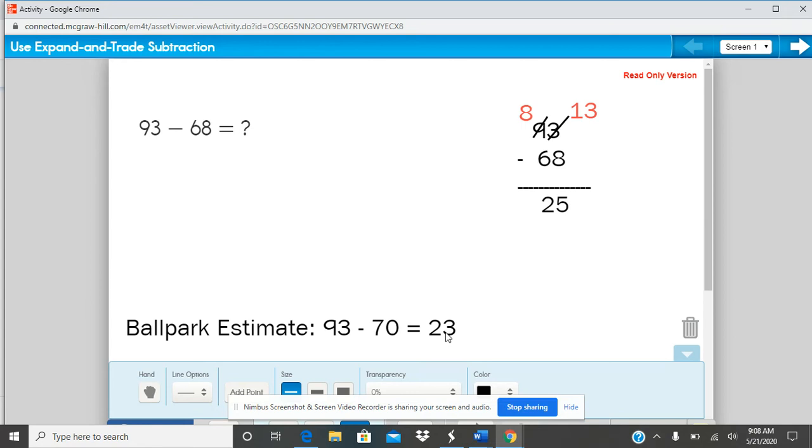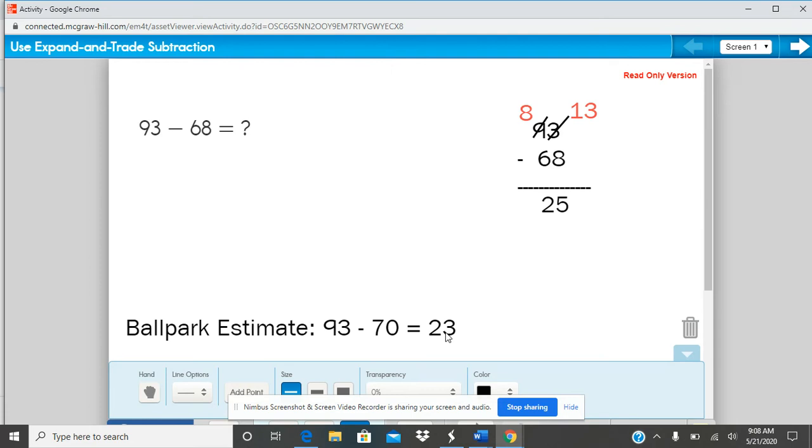So what I decided to do is I said, okay, 93 is close to 90, but then I'm going to have to do 90 minus 68, and it's going to be a little bit trickier for me to do in my head. So then I looked at the other number and I said, well, 68 is also really close to 70. And it would be a lot easier for me to just say 93 minus 70. So that's what I went with. So I said 93 minus 70, and it gave me 23.